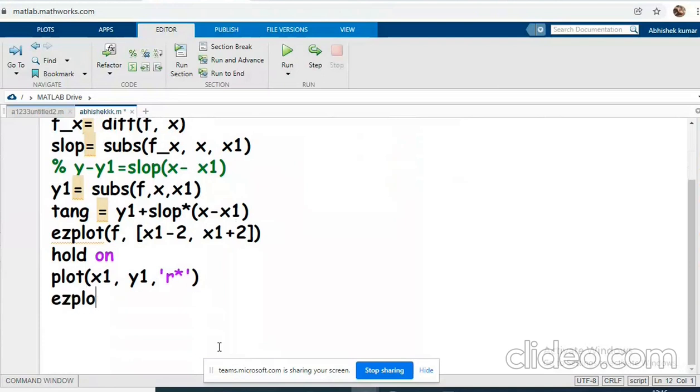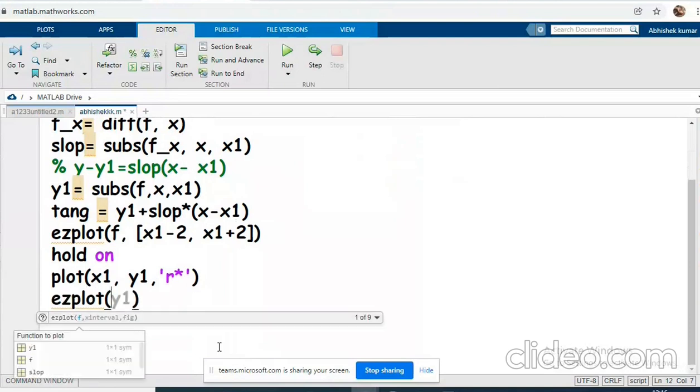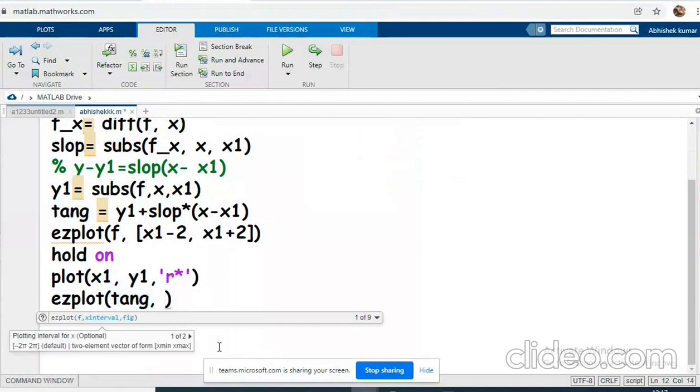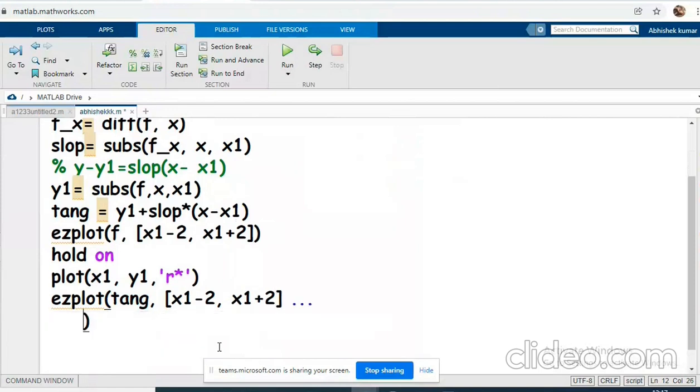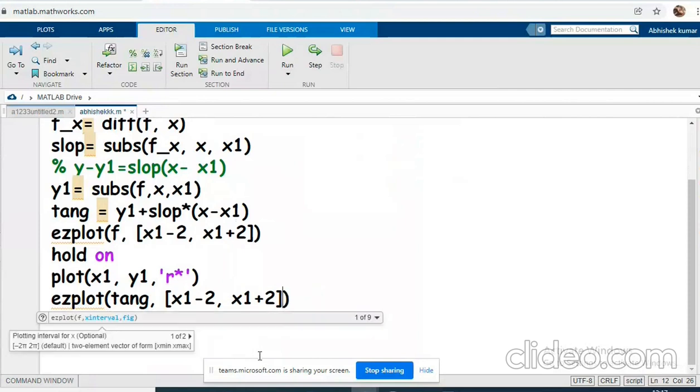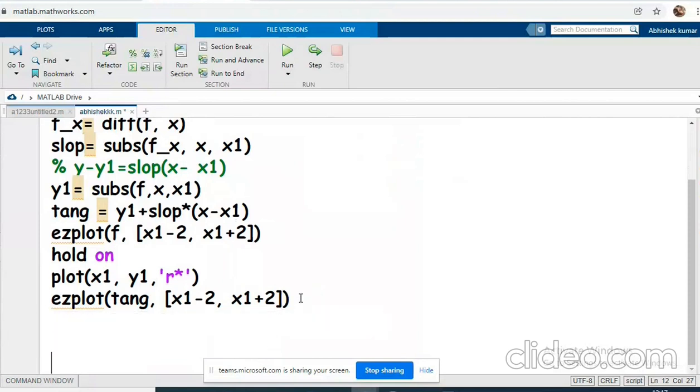So ezplot, what is the tangent? Tangent we already have as tang. And what is the domain? We'll have the same domain, x1 minus 2 comma x1 plus 2. Fine. Now let us run the program and see whether we are getting the output or any error. If there is any error, we'll try to rectify that.